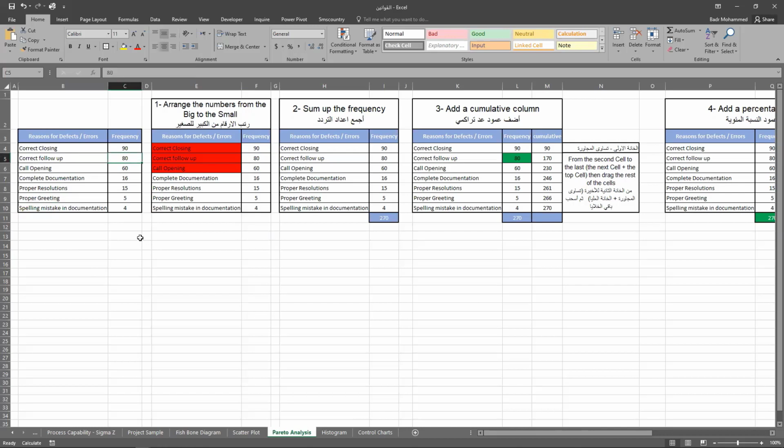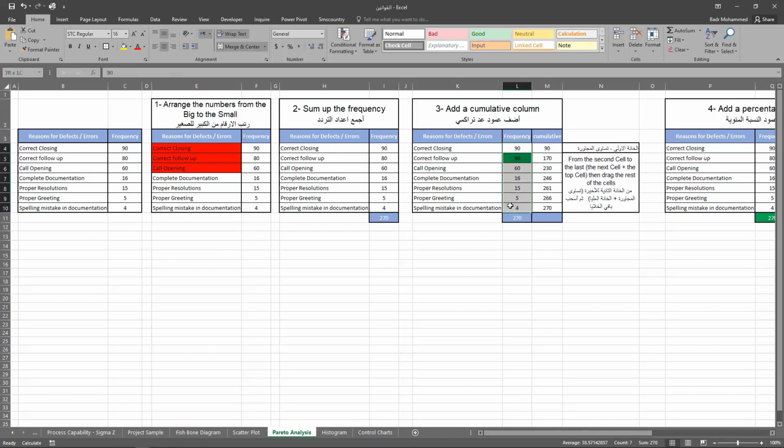So the first thing we need to do is arrange from the big number to the small number, okay? And then we need to take the sum of all the frequencies. So the total of the frequency here is 270. Now, step number 3, we have to calculate or add one column. We call it the cumulative. So what does cumulative mean, and how will we calculate it?